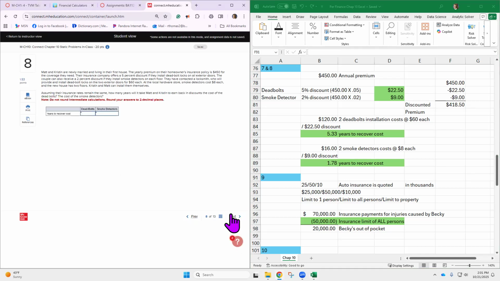Now we're going to go to the next one. This has to do with number 7. Okay. Assuming their insurance rates remain the same, how many years will it take Matt and Kristen to earn back in discounts the cost of the deadbolts and the cost of the smoke detectors? So we had to buy those deadbolts. They're at $60 a piece. So that means we spent $120 on deadbolts, and we're getting a discount of $22.50 each year. So it's gonna take 5.33 years to recover the cost of the deadbolts.